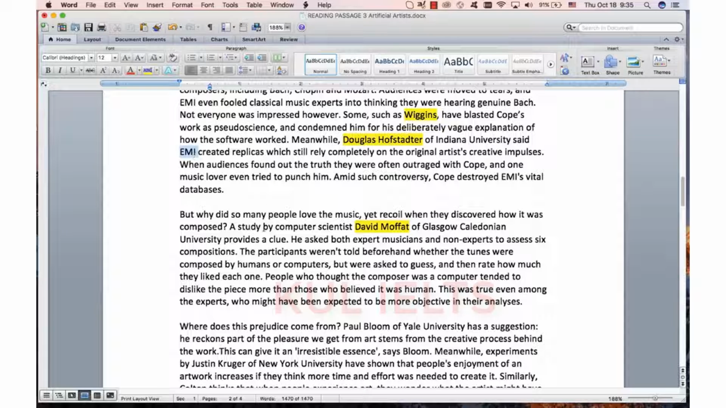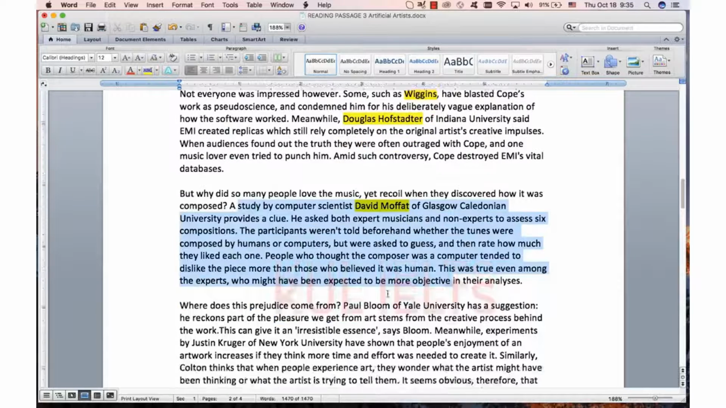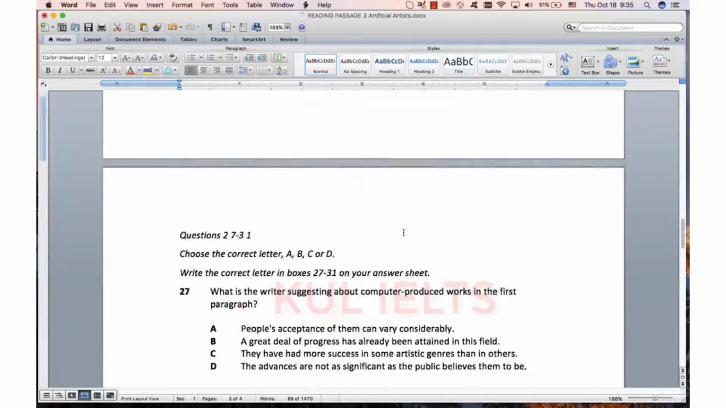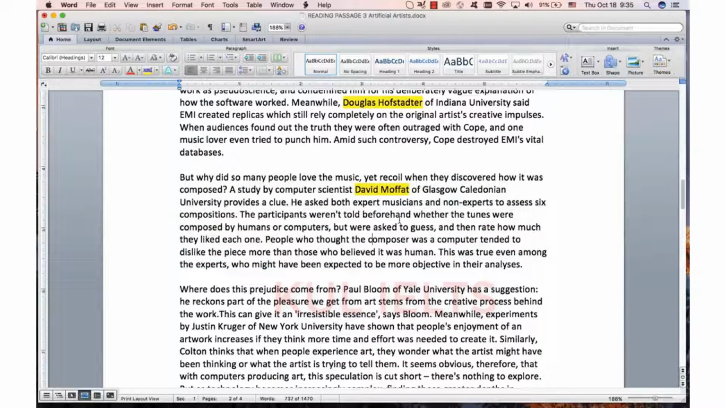EMI is there, but we're starting with Moffat because they're talking about Moffat's research. So will it help to explain, or will it not? Might it help? May help? And it's a very difficult, typical reading 3 question, not very clear, and that's where your answer is over there. The study provides a clue, and a clue means it won't definitely help. A clue means it might help or may help.